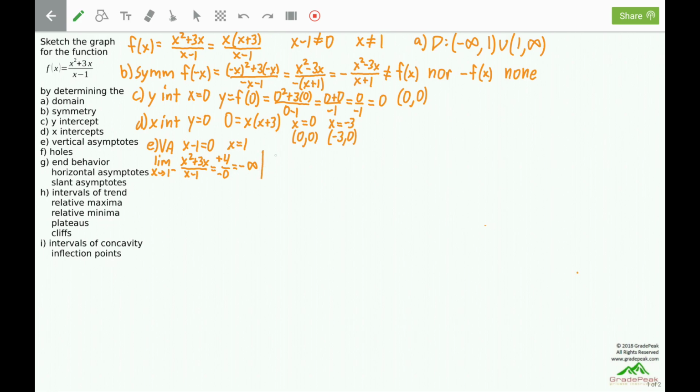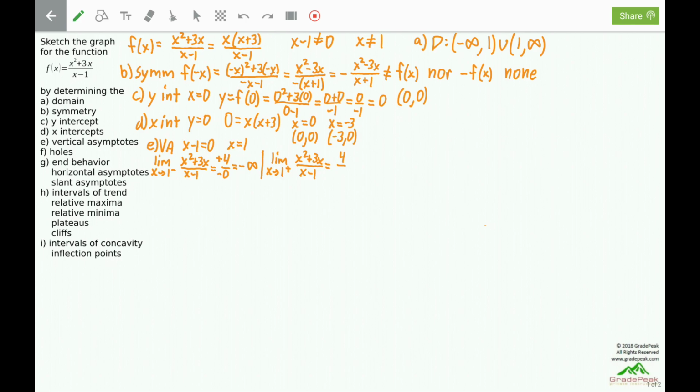We can also determine the behavior on the right side by taking the limit as x approaches 1 from the right side of f of x, x squared plus 3x over x minus 1. Plugging in a positive 1 in the numerator, 1 squared is 1, plus 3 times 1, which is a 3. 1 plus 3 will be a 4. Divided by 1 minus 1, which is a 0.